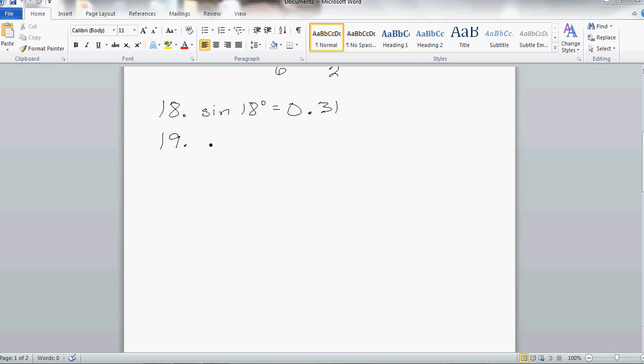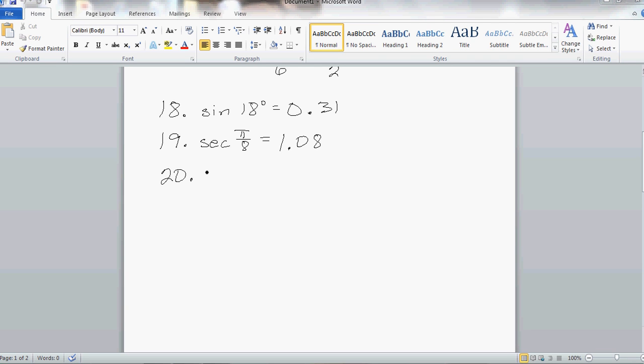Number 19 asks us to find the secant of pi over 8. Well, first thing we have to do is change the mode into radians, so make sure you do that. Then the secant is the reciprocal of cosine, so we're going to do 1 divided by the cosine of pi over 8, and we're actually going to put in the value of pi divided by 8 and close out that parenthesis, and we get 1.08.